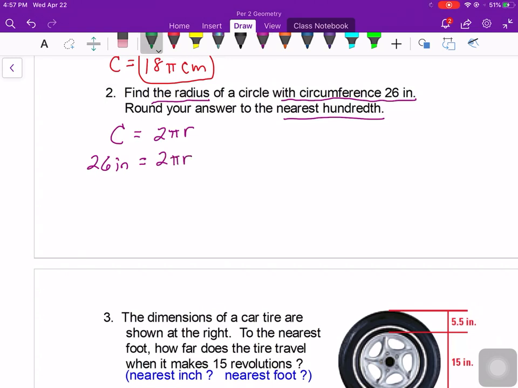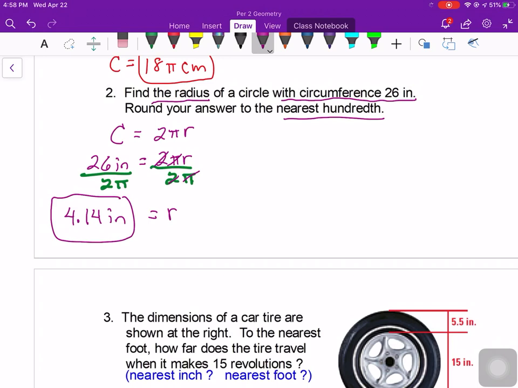To solve it, we'll divide both sides by 2 pi. When we do that, we'll end up with just the r left on the right side. And then on the left side, rounding to the nearest hundredth, which means 2 decimal places, we have 4.14 inches. Two problems using the same formula where we actually had to find different things. First one, we were finding circumference. Second one, we were finding the radius given the circumference.